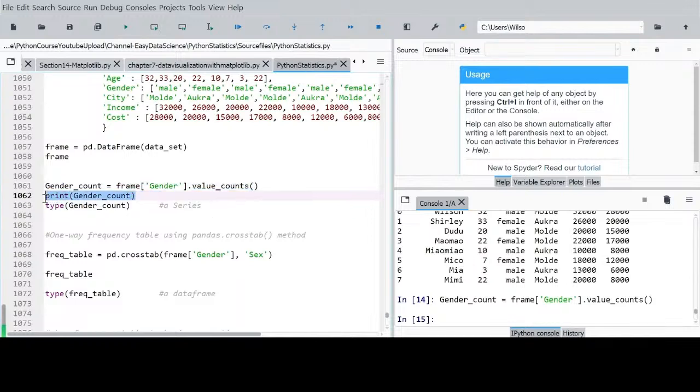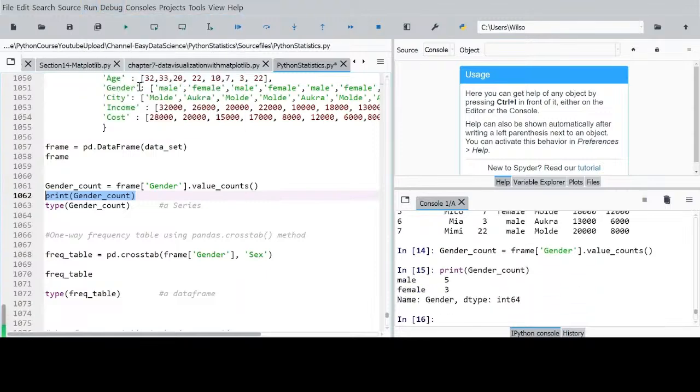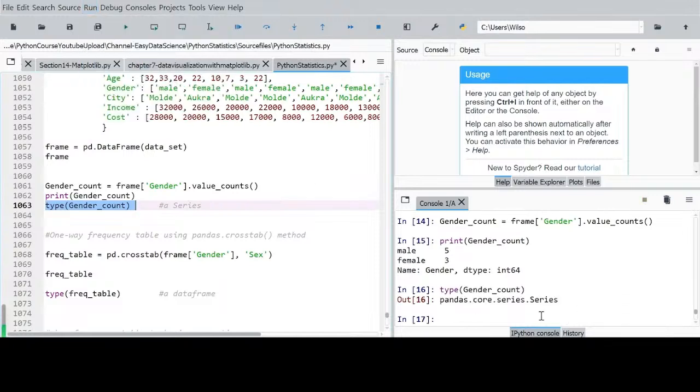So next we can print this object. You can see it is actually a pandas Series object with the index representing the gender's values, male and female. So the value part has the numbers 5, 3 representing the counts for male and female. If you want to show the type of this object, it is the pandas Series object.